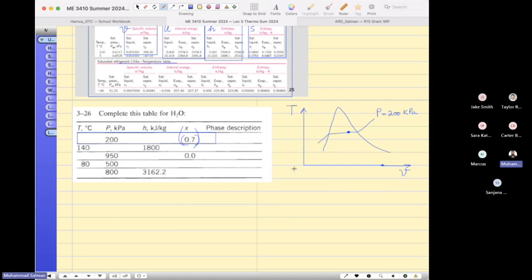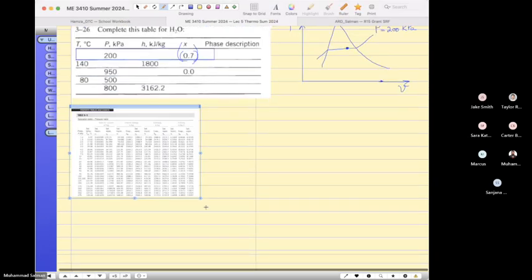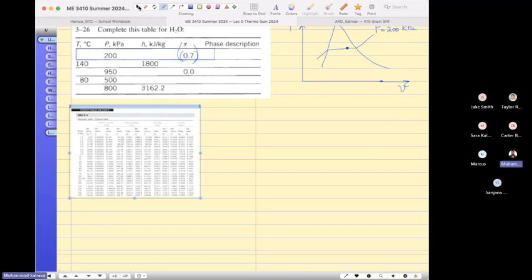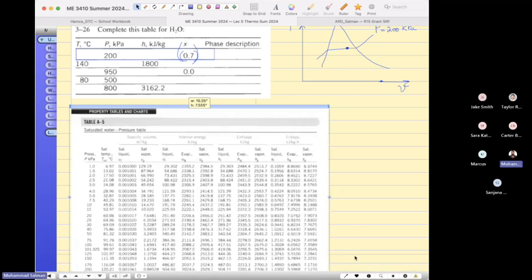Okay, now let's go to the table. I'm going to open the book. I would look into the pressure table A5, which is the pressure table, and look for 200 kilopascals. Can you guys see the table? Yes.